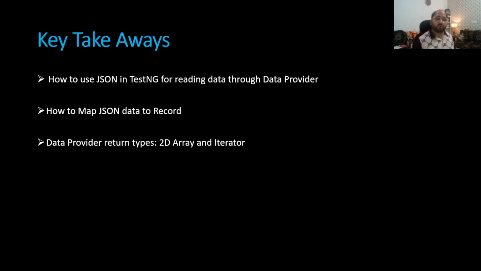Now let us talk about what we are going to cover and the key learnings. At the end of this session, you will learn how to use JSON in TestNG for reading the data. People generally use an Excel sheet through POI API, but we are going to use JSON, and that is what we will be passing to data provider. As JSON cannot be directly consumed by data provider, we'll be deserializing this JSON into the record class. Also, data provider has two types of return types. People are generally aware of 2D array, but it also has iterator as a return type. So we'll be covering both approaches.